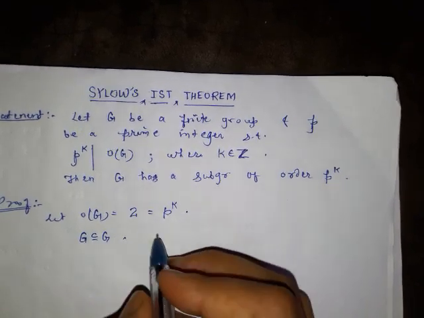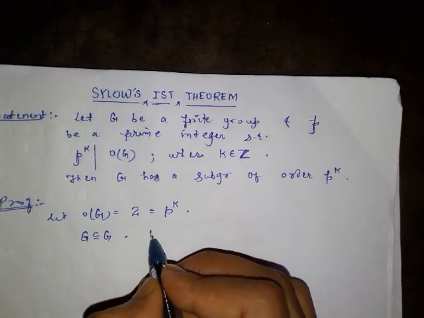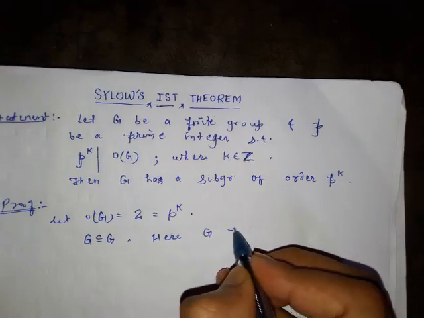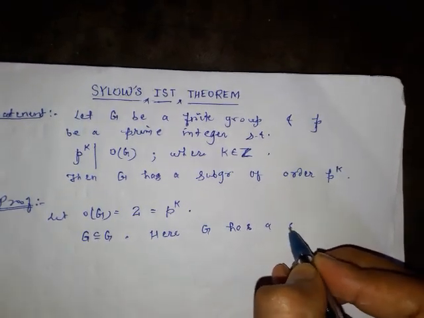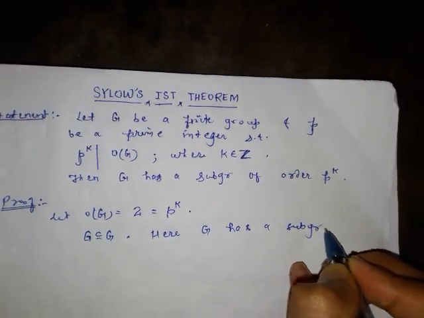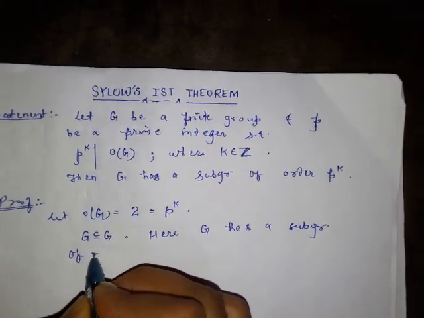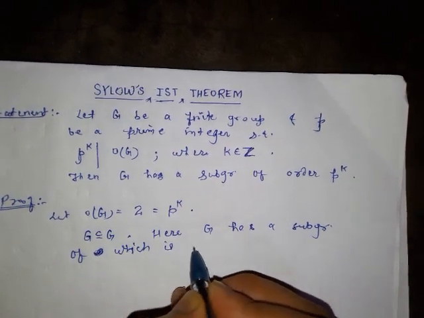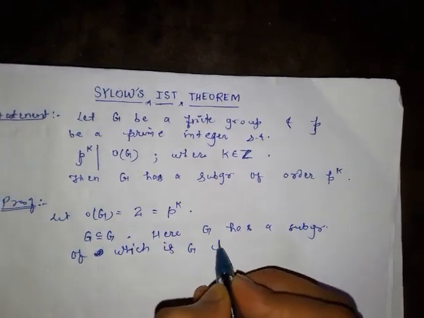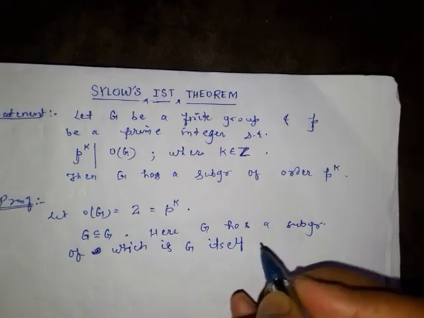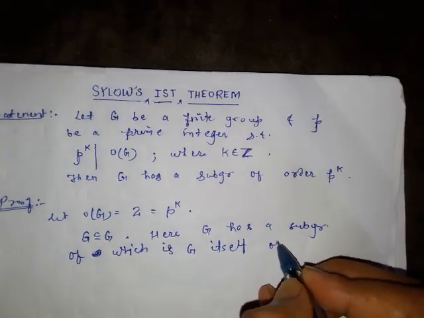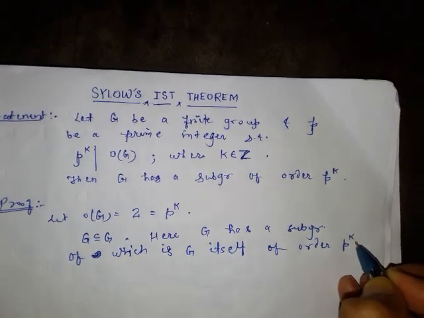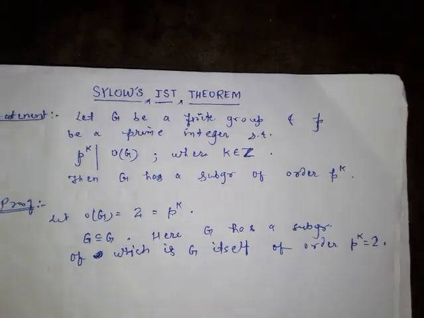So trivially here G has a subgroup, which is G itself, of order p raised to the power k, which is equal to 2.